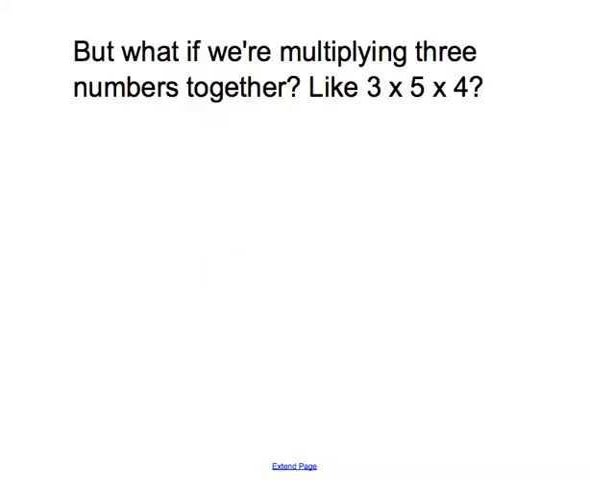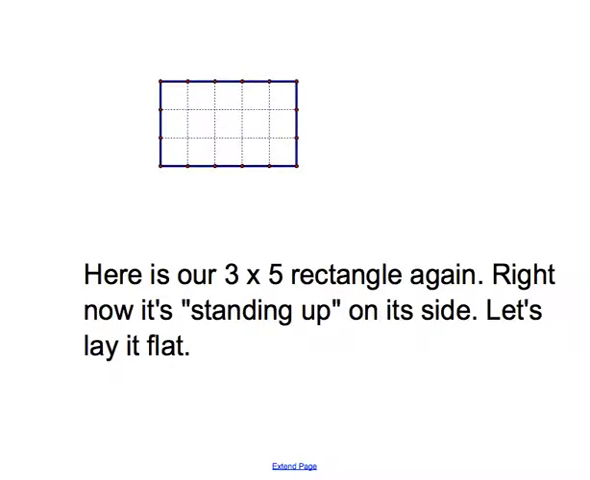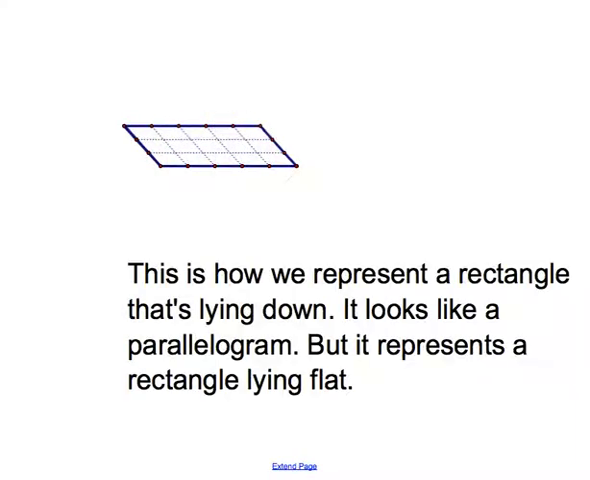What if we're multiplying 3 numbers together, like 3 times 5 times 4? To see what that means, let's look at our 3 by 5 rectangle again. Right now that rectangle is standing up on its side. Let's see what happens when we lay it flat. This is how we represent a rectangle that's lying down. It looks like a parallelogram. Actually, it is drawn as a parallelogram, but it represents a rectangle lying flat.